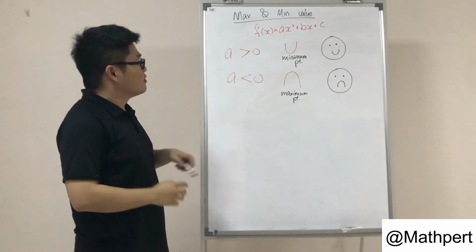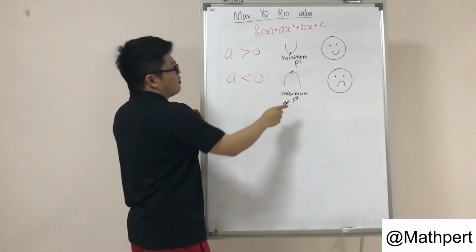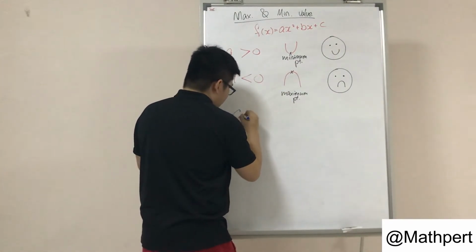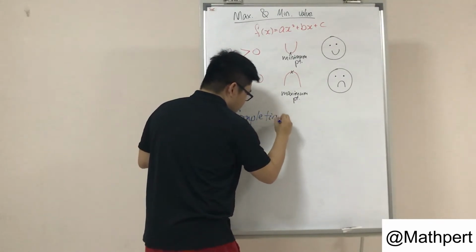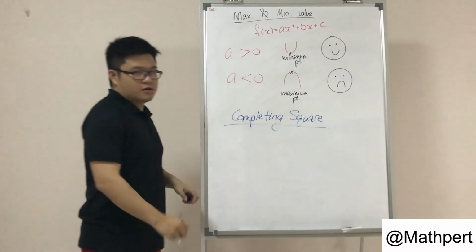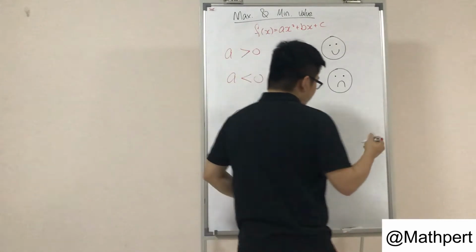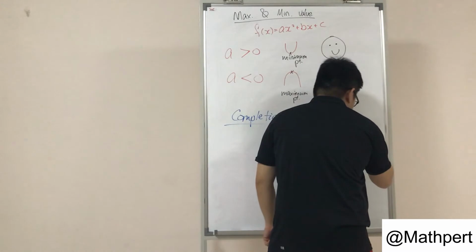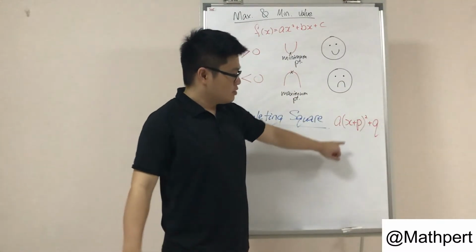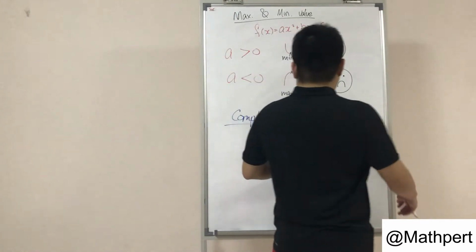Okay, how do we determine the minimum point, which is over here, and the maximum point, which is over here, for these quadratic functions? You are using the completing square method. Still remember what is completing square? The general formula for completing square is A multiplied by (x plus p) squared plus q. This is the general formula for completing square.